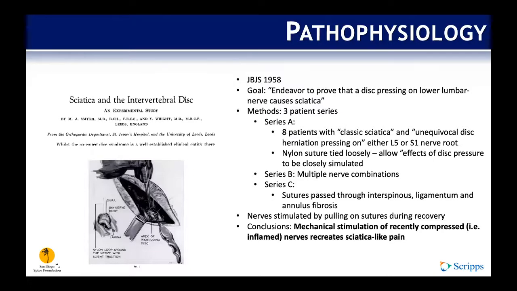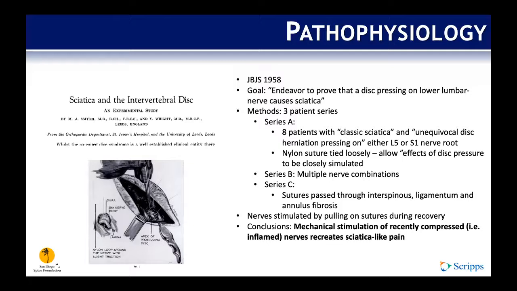And this was another study kind of showing this as well. This is a JBJS article from way back in 1958. The objective of the study was to look at whether disc pressure on a lower lumbar nerve root causes sciatica. And one of their series had 8 patients with an intraoperatively confirmed unequivocal disc herniation pressing on either L5 or S1.